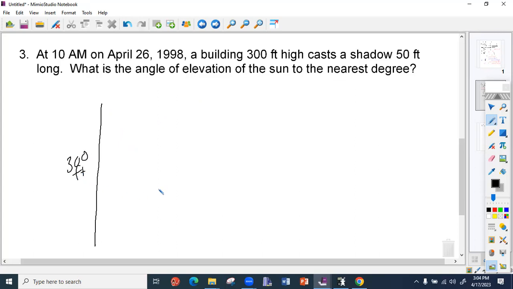I don't know. It felt right. Okay, draw your building on your right side. Your shadow is going to cast 50 feet. That's a small 50 feet. I try to be proportional, guys. You could put in parentheses, not proportional. I tried.